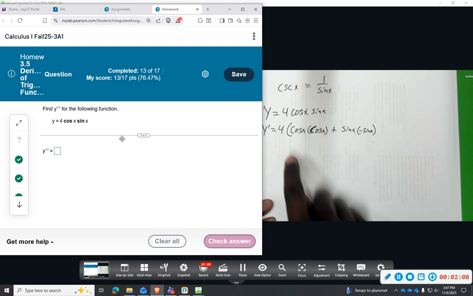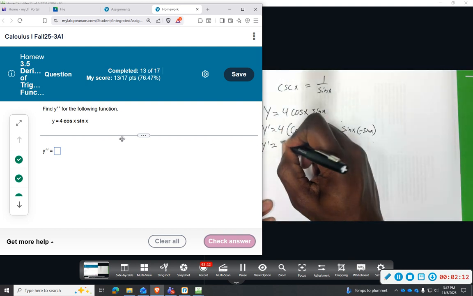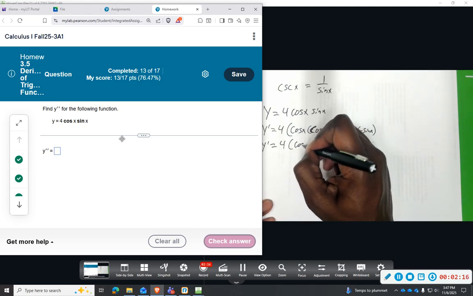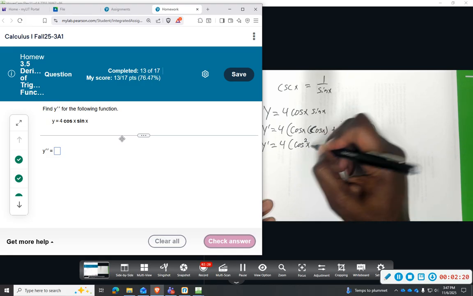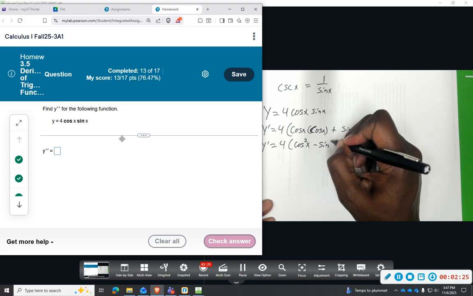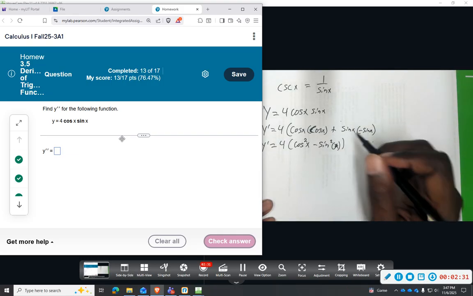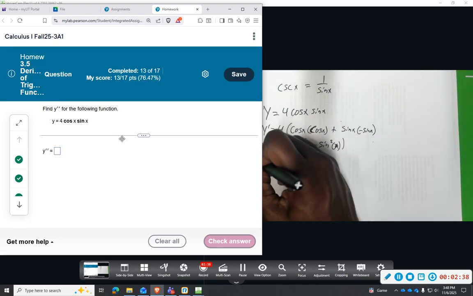Okay, so this y prime will give me 4 times cosine squared minus sine squared of x. Alright, so this is my first derivative. Now I'm going to do the second derivative from there.